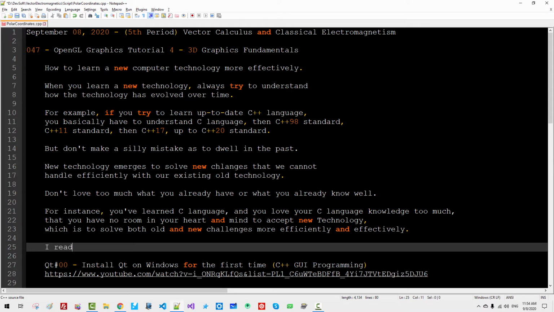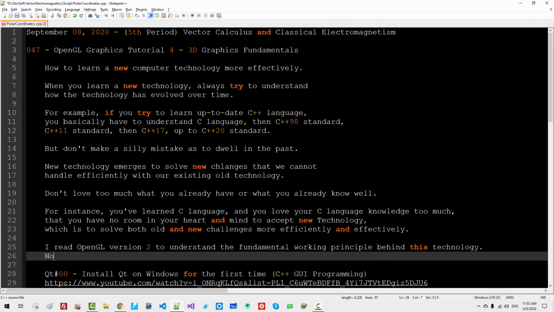I read OpenGL version 2 to understand the fundamental working principle behind this technology. Now, I think I understand how it works. I moved to the latest iteration of OpenGL, version 4.5 or 4.6.